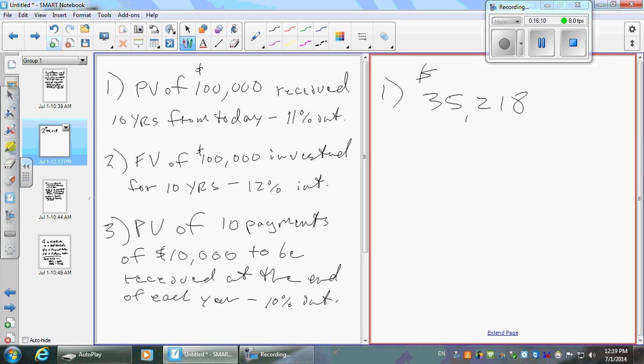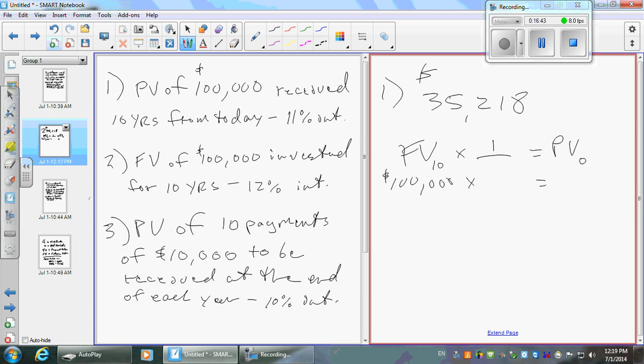Okay, how did you get that? That's the present value. What do we know? Future value is how much? 100,000, right? And I'd like to know the present value. So the future value is when? 10 years from now. Present value is the time now. So what we're going to do is discount that.